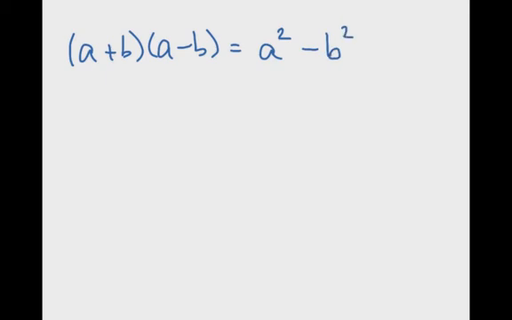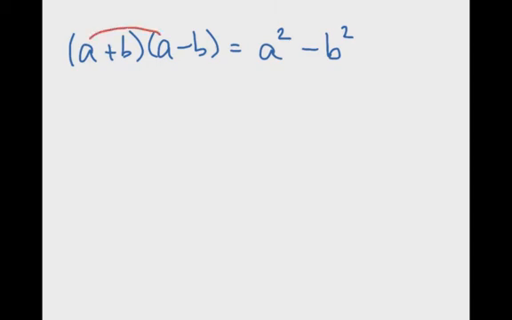The last identity is difference of squares. This is where we have a plus b times a minus b. Notice how the first set of parentheses has a plus and the second has a minus. And this equals a squared minus b squared. Also notice how there's no ab term in the middle like the square of a difference or the square of a sum. So just like the other ones, we are going to distribute this out to see if we do in fact get a squared minus b squared.